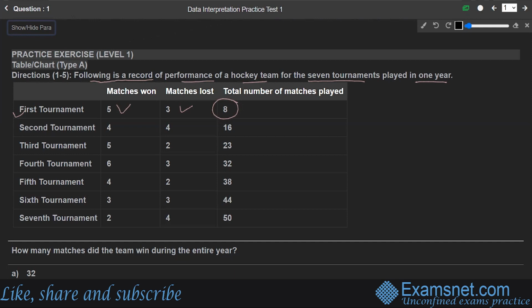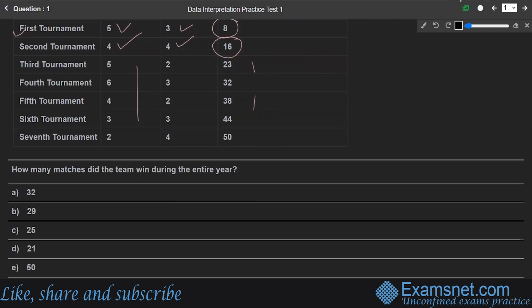Second tournament, there were 4 matches won by the team and 4 matches lost, and so on. This is the record given of all 7 tournaments. Now the question asked is how many matches did the team win during the entire year? So clearly we are supposed to add this particular column and we're going to get the total number of wins by the hockey team.